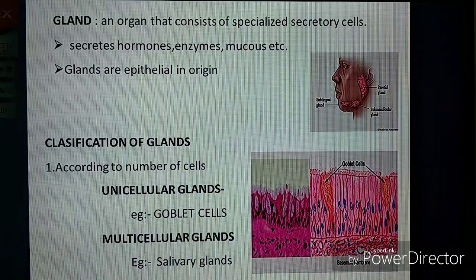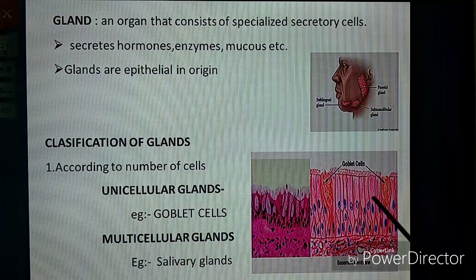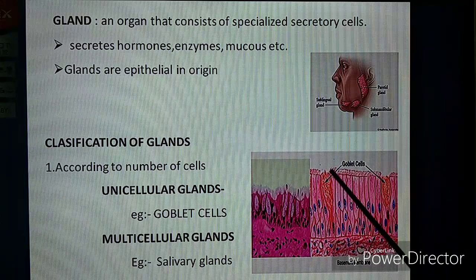So a single cell is secretory in function. We have the goblet cells as an example for the unicellular glands. So this is the picture to show you the goblet cells. In between these ciliated epithelial cells, we can see the goblet cells. And this single cell is secreting the mucus.